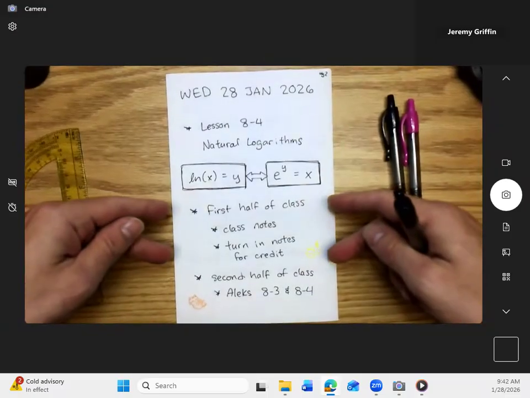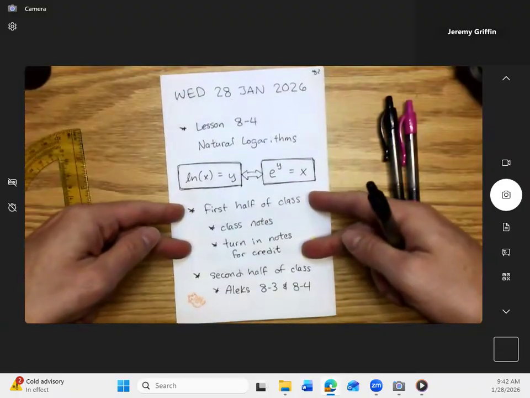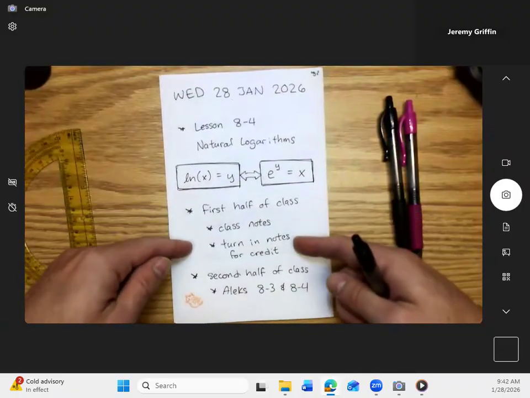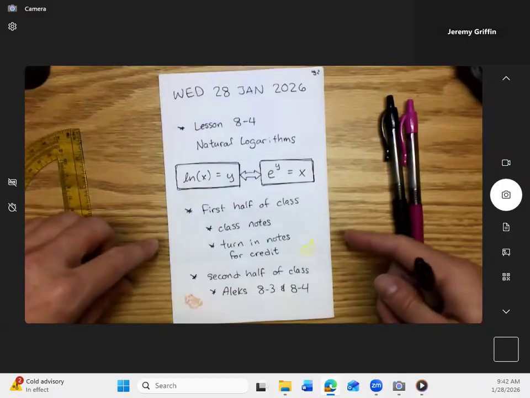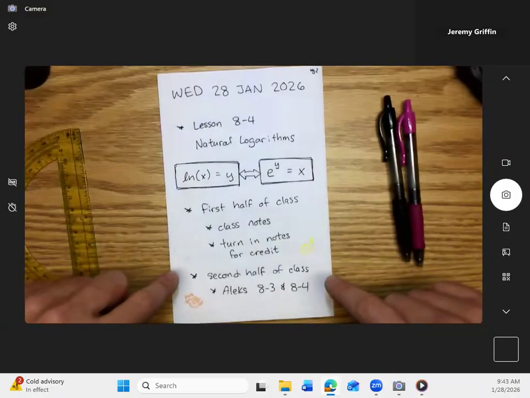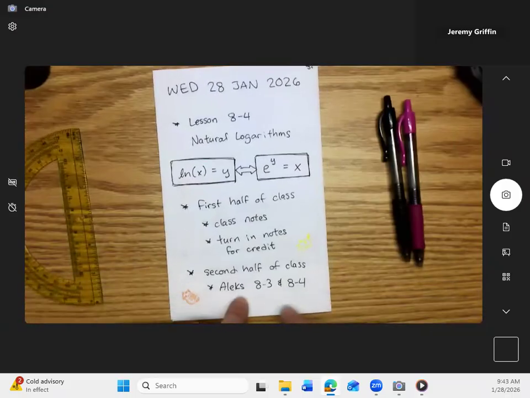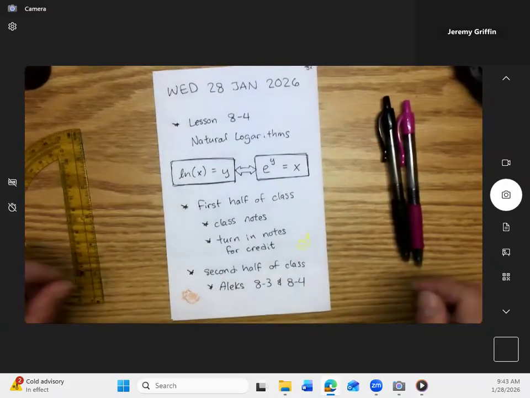Just like yesterday, take notes about the first half of class. I'll do a bunch of examples from the book with you guys. Just turn those in. It should be easy points. You guys overall did pretty good with the notes yesterday. Easy points for the grade book. Then the second half of class, you guys can work on this assignment, 8384 on Alex. That's a single assignment. And ask me any questions that you guys have.